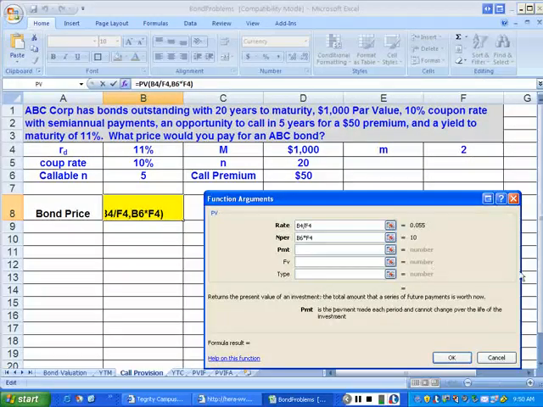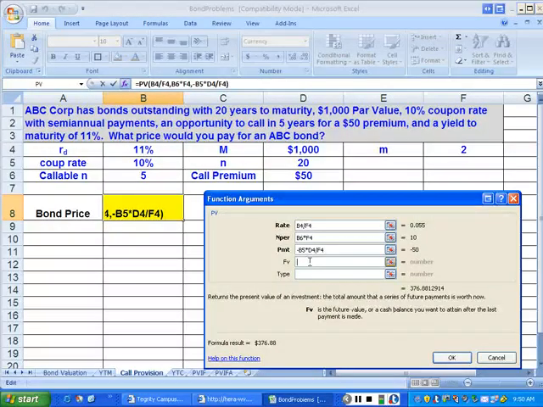Now, with respect to payment, this would be the periodic payment, which is an outlay for the company, so it's a negative of the coupon rate times the par value divided by the 2 payments per year, small m. So it's a $50 outlay every 6 months.